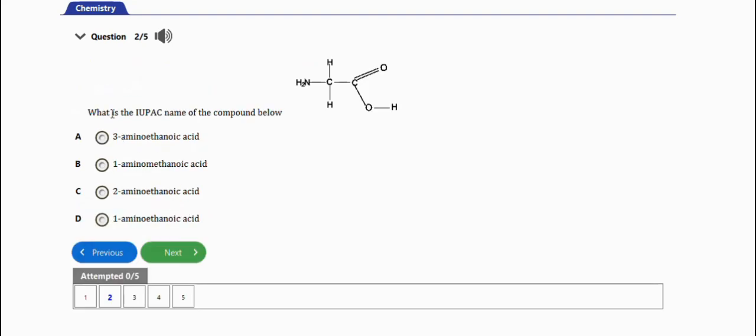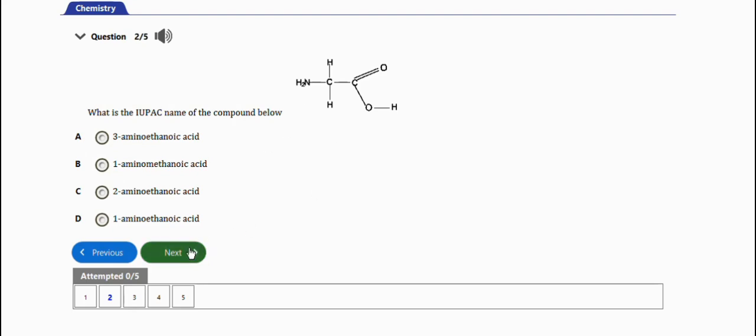It says, what is the IUPAC name of the compound below? So we have option A, 3 amino ethanoic acid, 1 amino methanoic acid, 2 amino ethanoic acid, 1 amino ethanoic acid. So guys, looking at this structure we have here, the correct naming of this compound will be option C, which is 2 amino ethanoic acid. Okay, so that's it for this question.